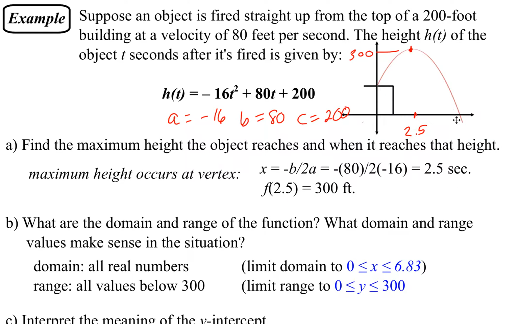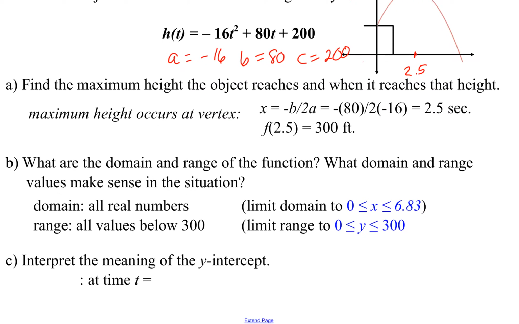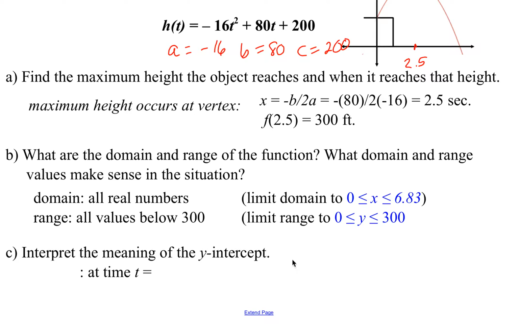When you do that, we're going to limit our domain. If you calculate the zero on your calculator, do the second calculate zero, and do your left bound and right bound, you get about 6.83 seconds. It doesn't make sense to have negative time. So even though we say the domain is all reals, in this situation it only makes sense to go from 0 to 6.83 seconds. And for our range, we're not going to have any values below the ground, so from 0 to 300. Those are the ones that make sense in this situation.